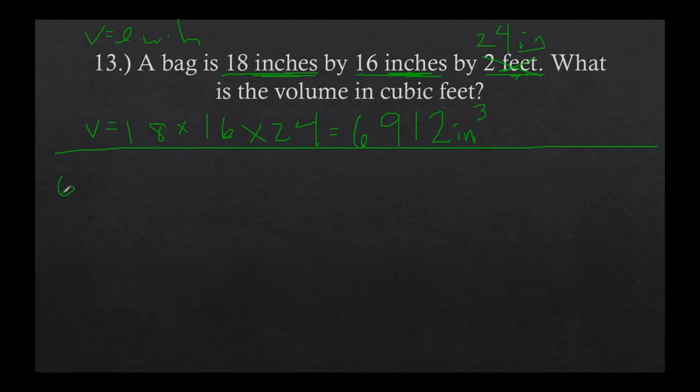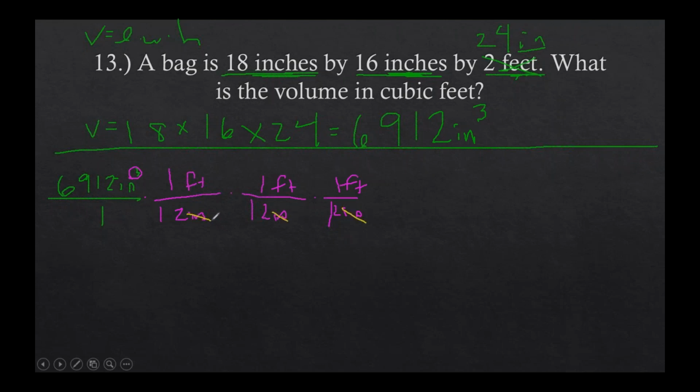So you need to say, okay, I have 6,912 cubic inches, and I need to change that to feet. Well, think about the previous page. I know there are 12 inches in 1 foot, but my exponent is 3. So that means I need to do this 3 times. It's all about units because 1 inch, 2 inch, 3 inch. I need that unit 3 times to cancel out the cubic inches.